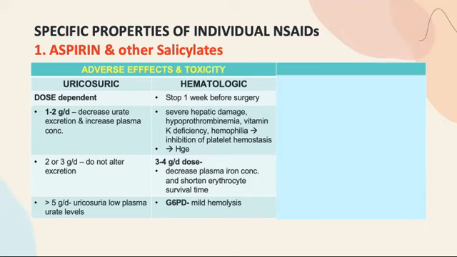Salicylates ordinarily do not alter the leukocyte or platelet count, the hematocrit or the hemoglobin content. However, doses of 3 to 4 grams per day markedly decrease plasma iron concentration and shorten erythrocyte survival time. Aspirin can cause a mild degree of hemolysis in individuals with a deficiency of G6PD.